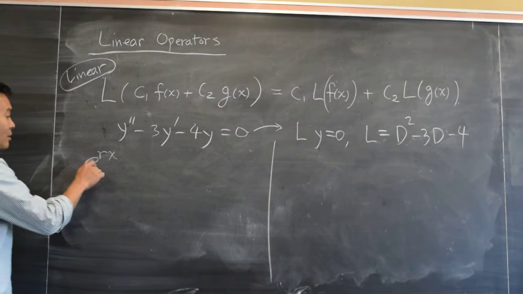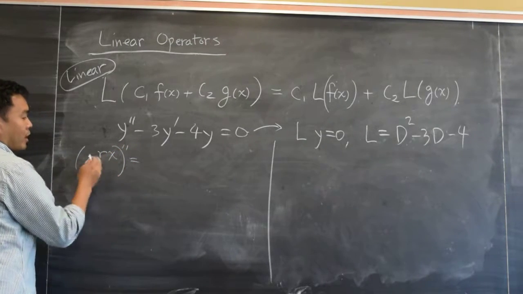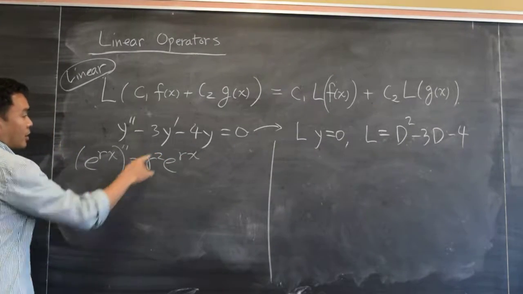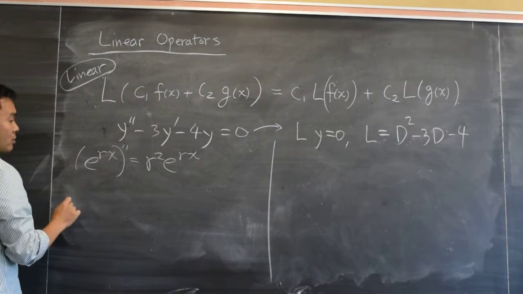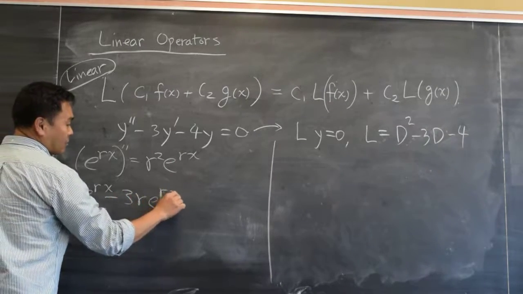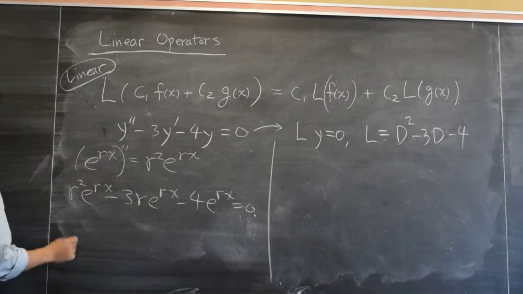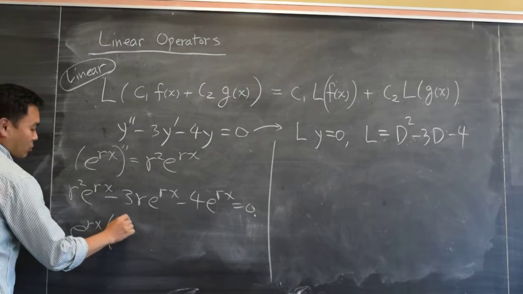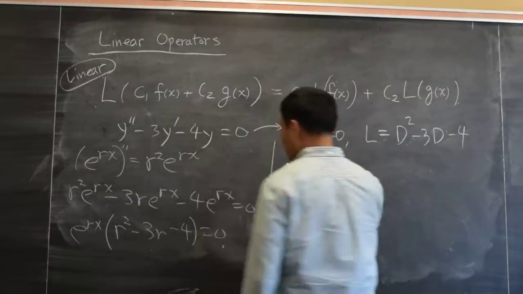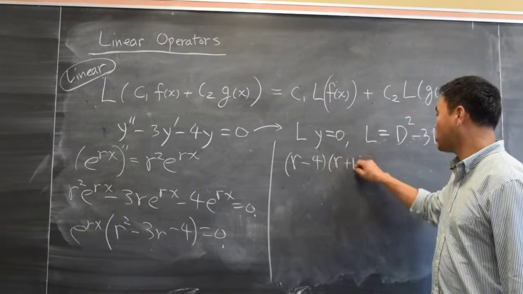So let's do that. If I differentiate this twice, what do you get? Every time you differentiate, r comes down, right? So you get r squared e to the rx, and differentiating once gives you just r. So you end up with r squared e to the rx minus 3r e to the rx minus 4 e to the rx equal to 0. If you factor the e to the rx out, you end up with r squared minus 3r minus 4 equal to 0, which in turn becomes r minus 4 times r plus 1 equal to 0.